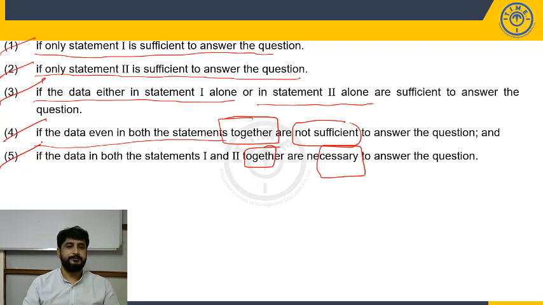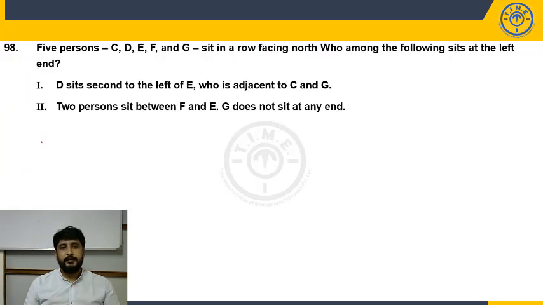Let's see. 5 persons C, D, E, F and G sit in a row facing north. Who among the following sits at the left hand? Okay, let's come to the first statement. D sits second left of E. Okay, D sits second left of E. Who? We are talking about E. E is adjacent to C and G. So, immediate left C or G, immediate right G or C.